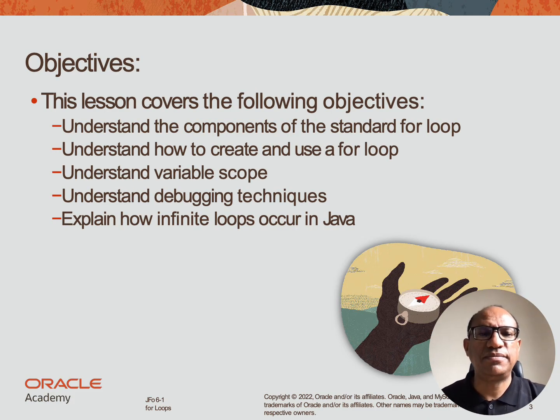Here is a game plan. Understand the structure of a for loop. Write and tweak your own loops. Get clear on scope, where variables live and die. Practice debugging and spot the signs of an infinite loop.